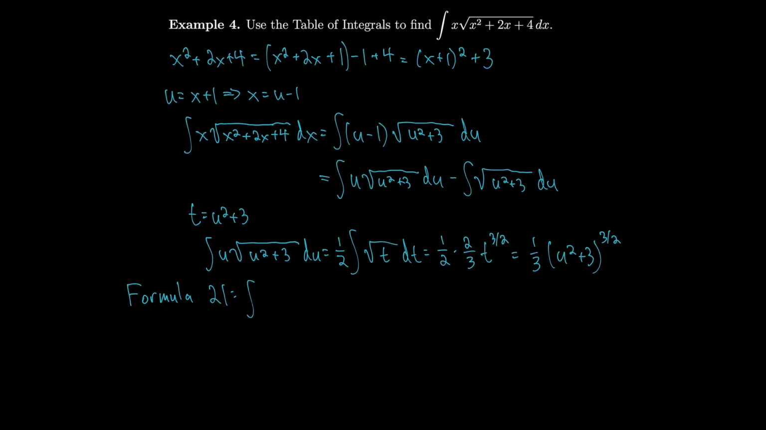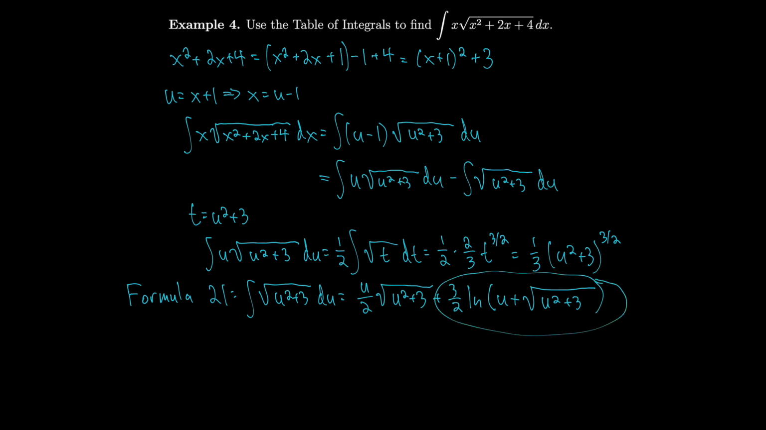Which says that the integral of the square root of u squared plus 3 is equal to u over 2 times the square root of u squared plus 3 plus 3 over 2 times the natural log of u plus the square root of u squared plus 3. And this formula seems to probably make sense because this looks suspiciously like one of those hyperbolic trig identities, and this looks like a candidate for a trig integral.